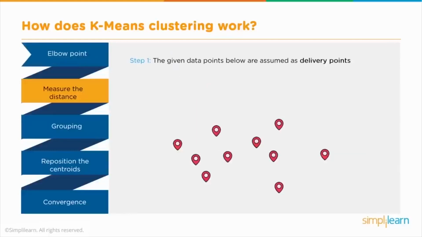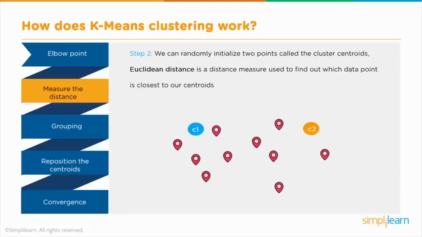Okay, now that we have got the value of k, and let's assume that these are our delivery points, the next step is to assign two centroids randomly. So let's say C1 and C2 are the centroids assigned randomly. Now the distance of each location from the centroid is measured, and each point is assigned to the centroid which is closest to it. For example, these points are very obviously closest to C1, whereas this point is far away from C2.